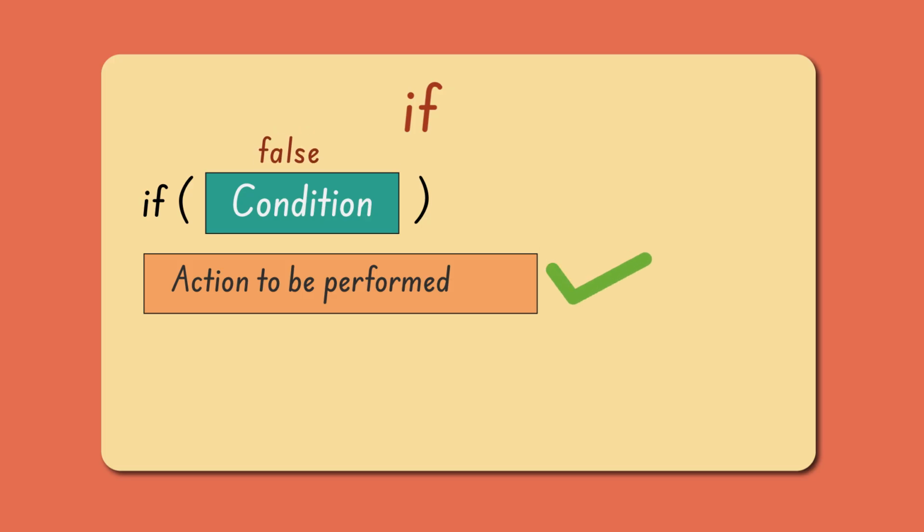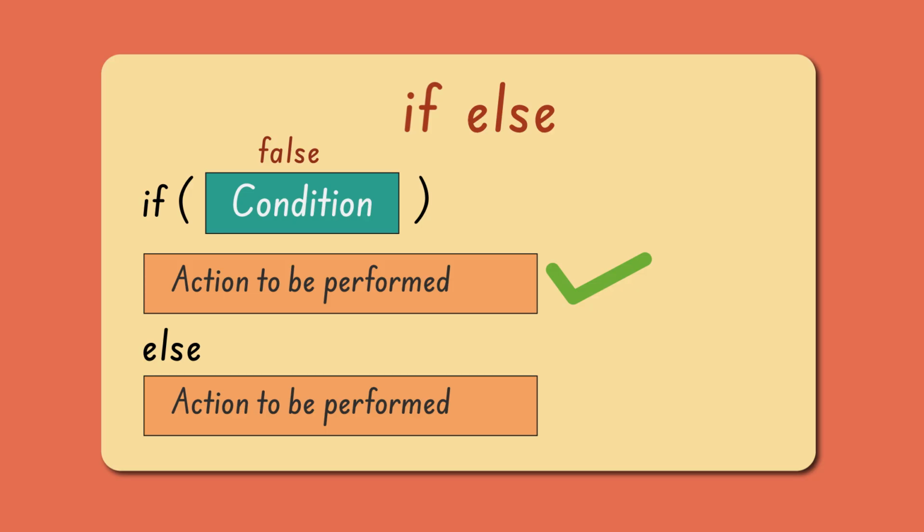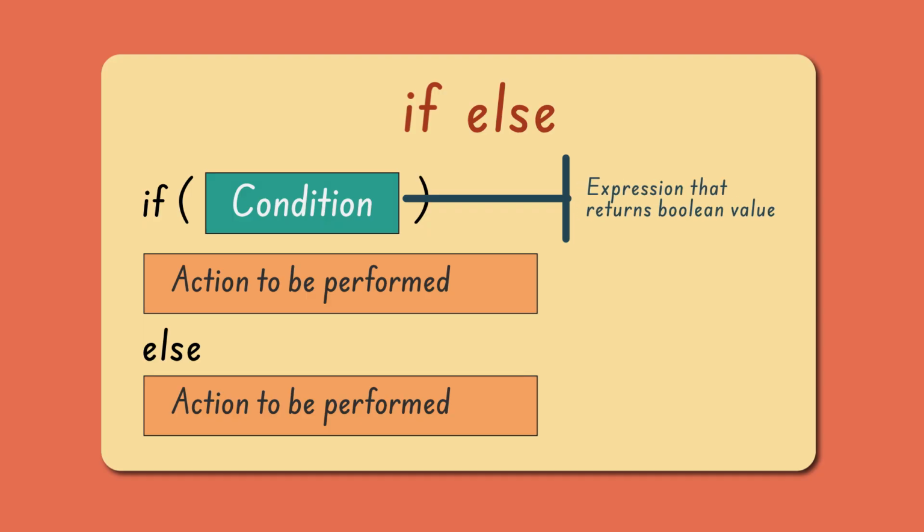What if it is false? For that, we use the else statement. We write else and then provide the action to be performed. Let us focus in on this condition. What exactly is this condition? This condition, in simple words, is nothing but a Boolean expression, that is, an expression that produces a Boolean value.